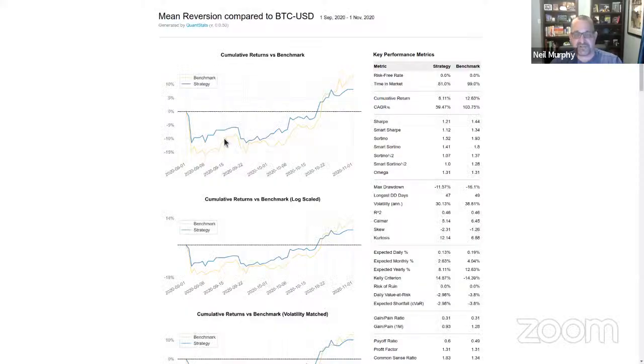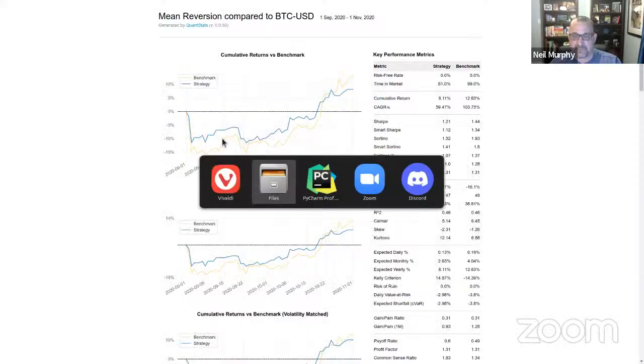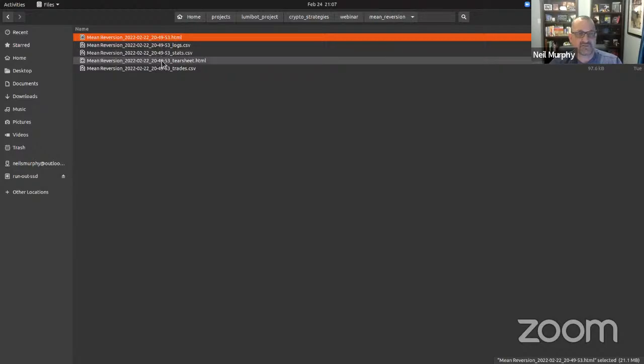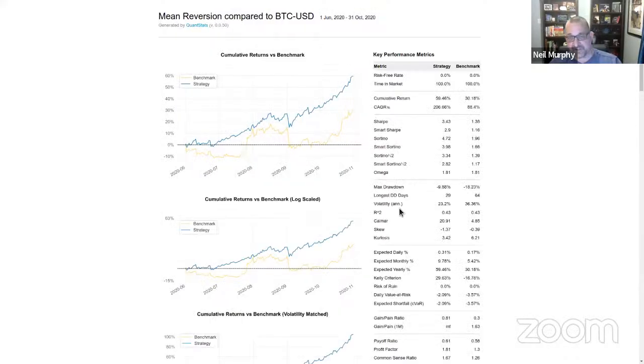Now this is another tear sheet. Just before we leave the backtesting, I'm going to show you one more tear sheet for this particular strategy because it's over a bit of a longer period of time. So you can see here again is a decent strategy. Again, it shocked me. I didn't expect it to do quite so well, but it did.